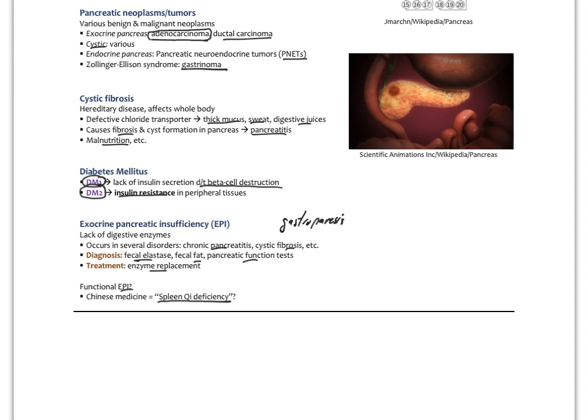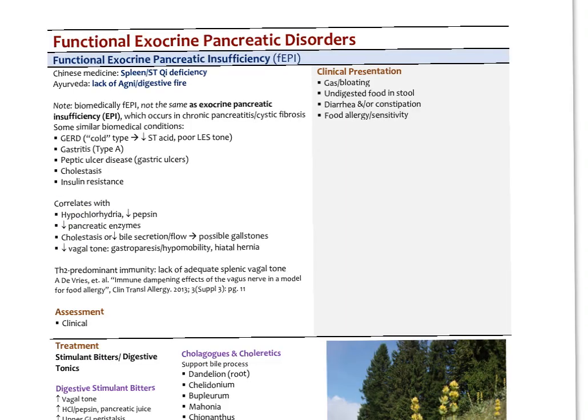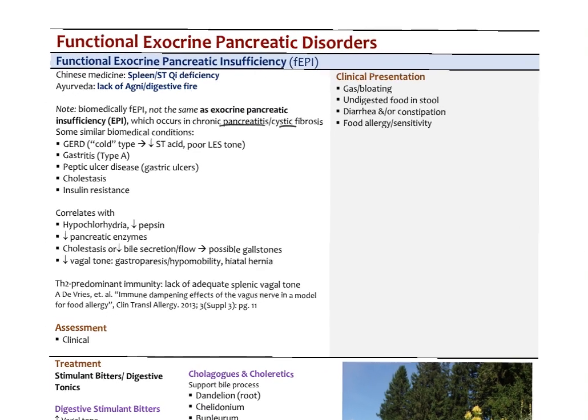We actually could use that term potentially in terms of coding and so forth. So this is kind of an overview of all the different pancreatic disorders. Functional EPI, functional exocrine pancreatic insufficiency, would translate in Chinese medicine as spleen-stomach qi or yang deficiency. In Ayurveda, we might say that's lack of Agni, or digestive fire. This is not the same as the biomedical EPI, which really happens more in chronic pancreatitis or cystic fibrosis. But I do see this pattern frequently in the clinic, and patients who are given the appropriate therapy seem to respond quite well.